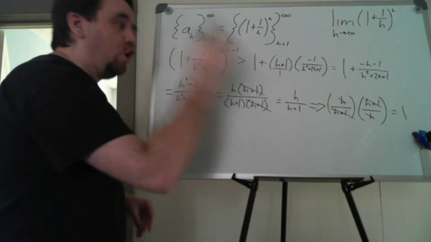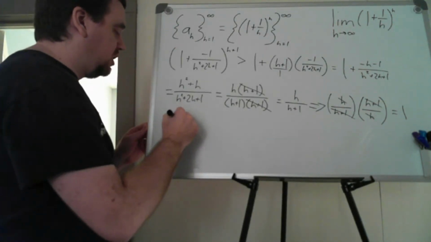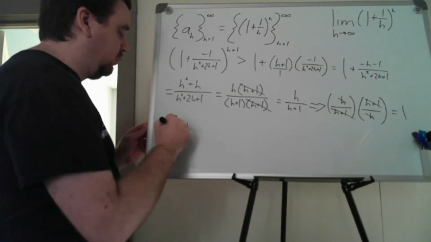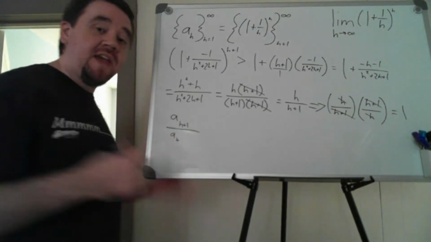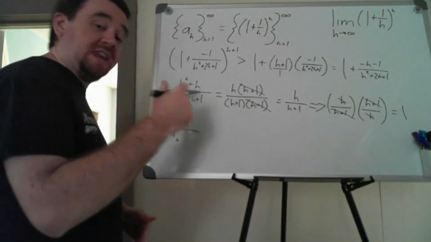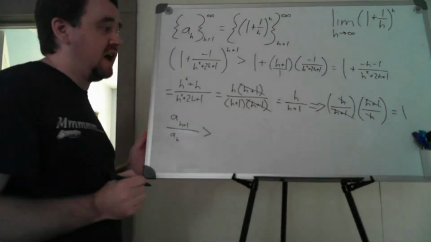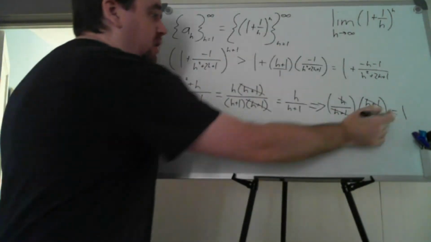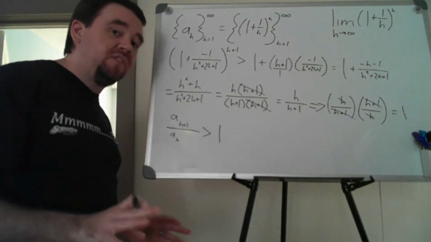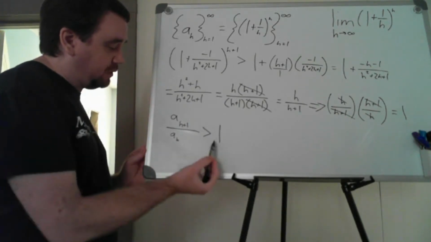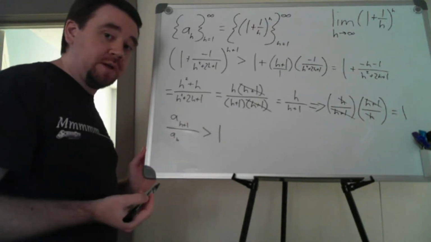How did we start all of this messy algebra? We started it by saying, I want to look at the ratio of a sub h plus 1 over a sub h. And in that process, we had equal sign, equal sign, equal sign up until here, where we get a greater than sign, and then equal sign, equal sign, equal sign, all the way to here, where we get a 1. So all of that messy work was to show this relationship right here. A sub h plus 1 over a sub h is greater than 1.